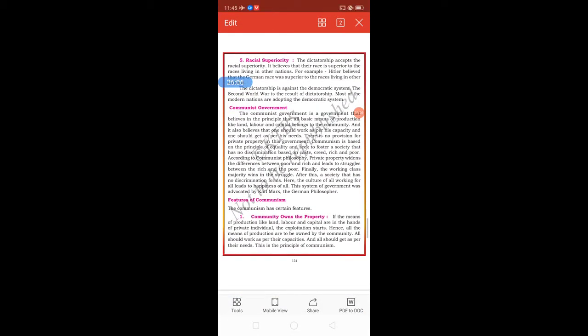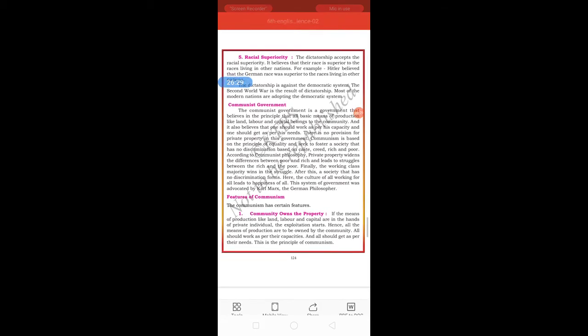Or we can, so students, communist government. The communist government is a government that believes in the principle that all the basic means of production like land, labor and capital belong to the community.